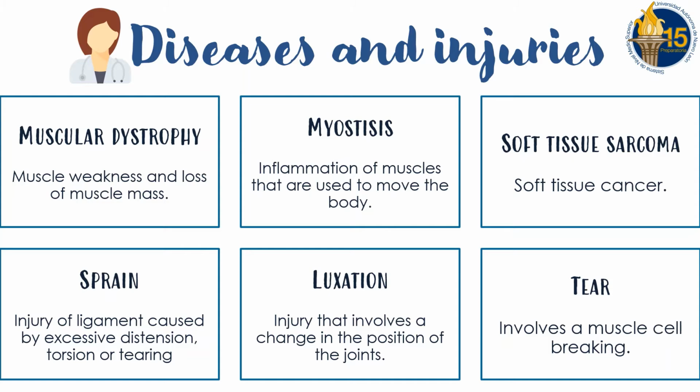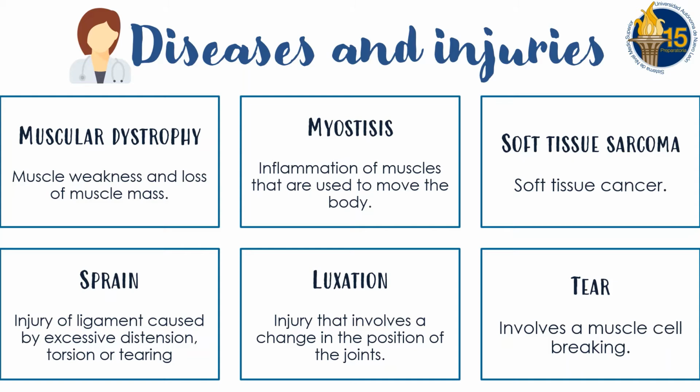The first one is muscular dystrophy. This causes muscle weakness and loss of muscle mass. Myositis is an inflammation of muscles that are used to move the body. There is a type of cancer, its name is soft tissue sarcoma. This affects soft tissue. Then we have sprain.